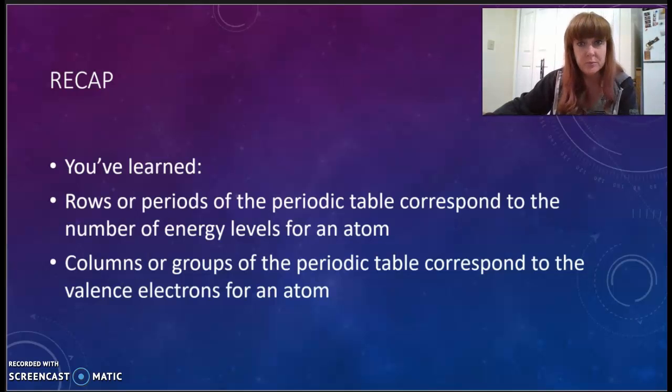Column group 2 would have 2, and then if we skip that middle block of the transition elements and go over to boron, group 3A or group 13, those have 3, and then 4, 5, 6, 7 until we get to that last column where they all have 8 except for helium, because helium's our weird one. I hope you have learned a little bit from this video and figured out that the periodic table is actually a super handy tool for figuring out some things about atoms.